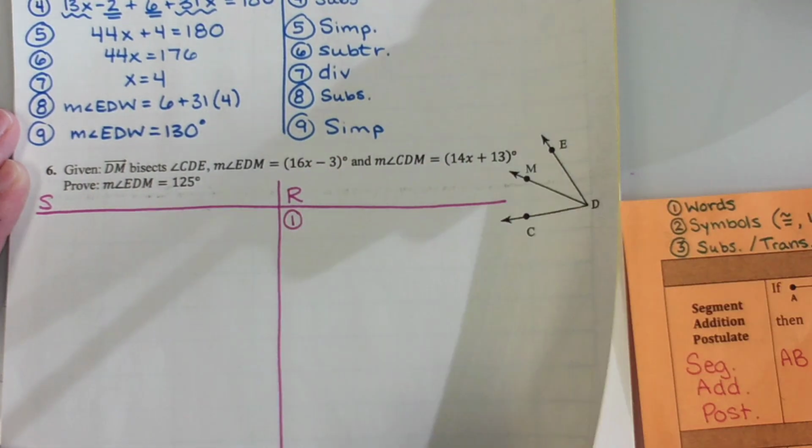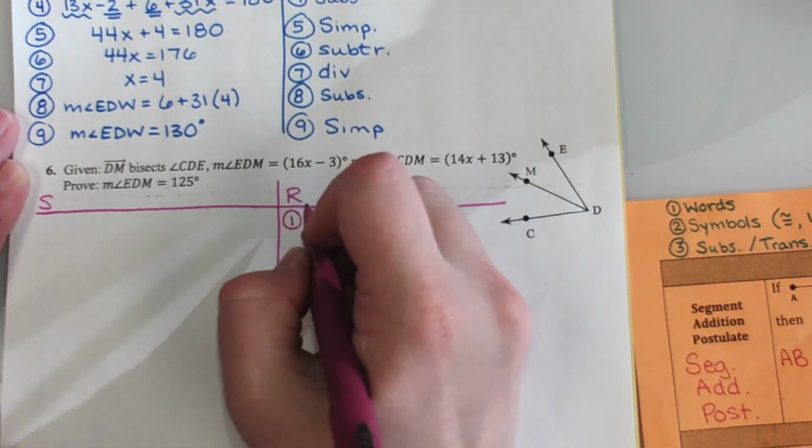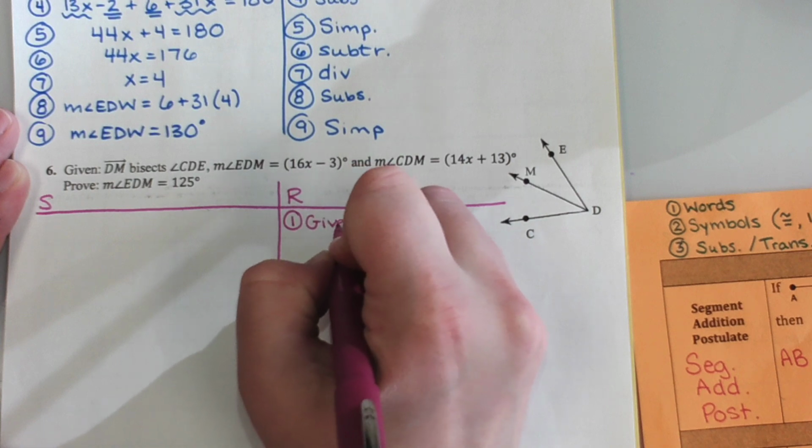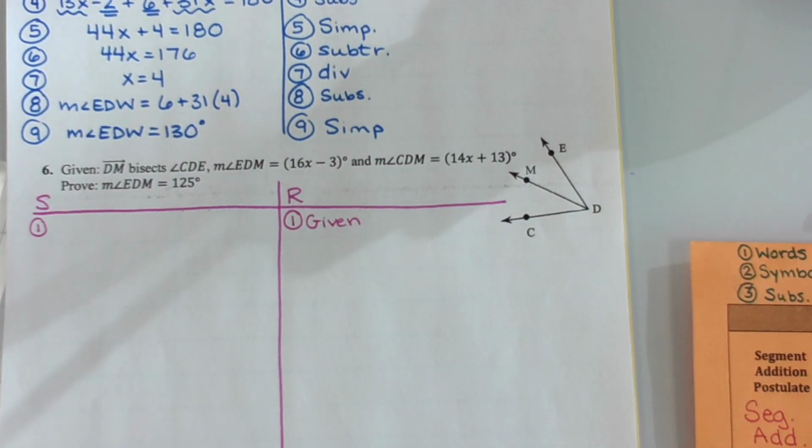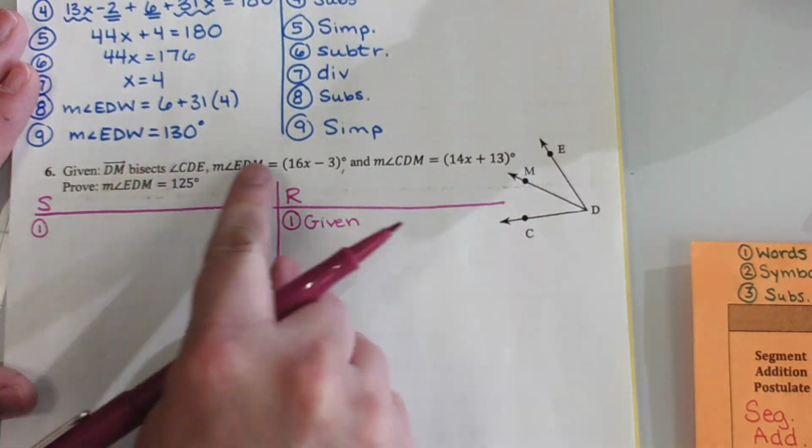So, I believe this is our final problem. Yeah, final problem. I'm going to start with my given. How many givens do I have here? There's 3 givens. 1, 2, 3.